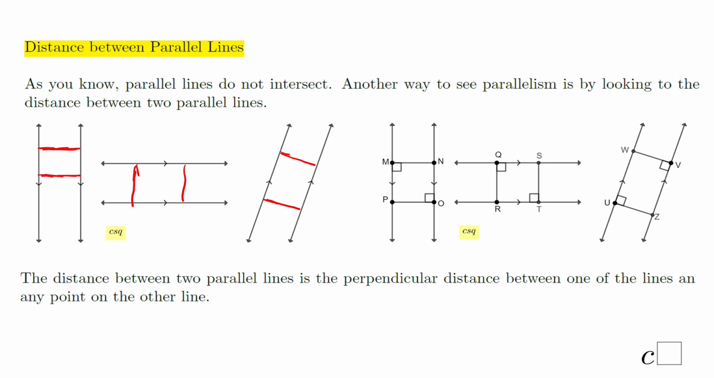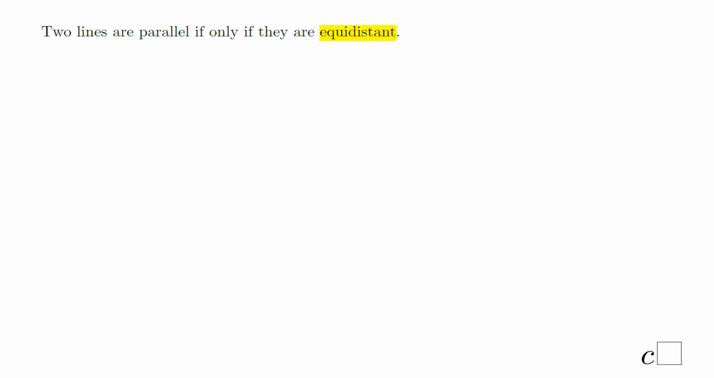The distance between two parallel lines is the perpendicular distance between one of the lines and any point on the other line, I said here. Moreover, two lines are parallel if and only if, that is a strong biconditional statement, they are equidistant. Equidistant means the same distance.